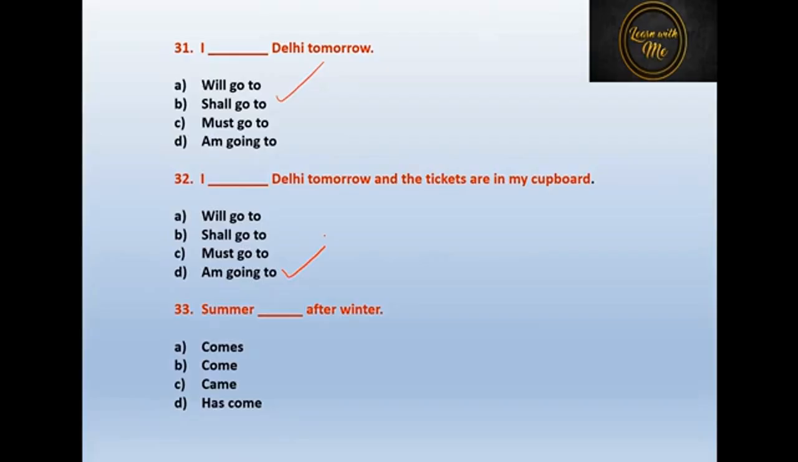Understand? See here, question number 32. I am going to Delhi tomorrow. It is a well-scheduled action because he already bought the tickets and he kept those tickets in the cupboard. So you will use in these circumstances present continuous tense to express the future. Question number 33. Summer blank after winter. Summer comes after winter. Every year this is the same. So this particular sentence is in simple present.